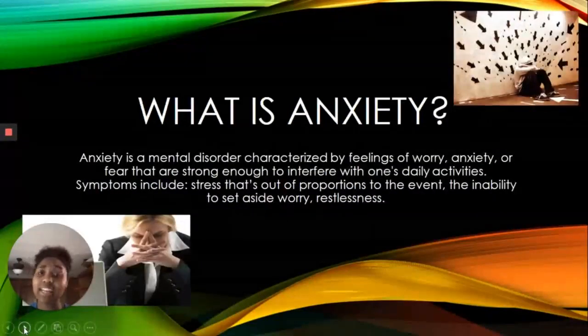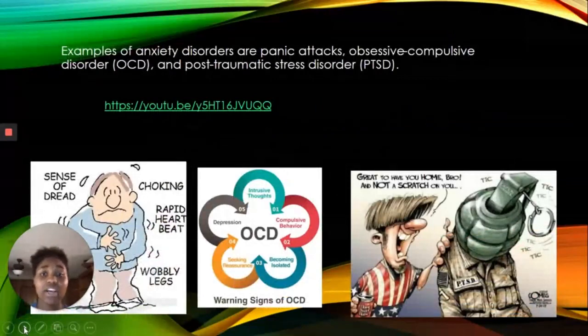What is anxiety? Anxiety is a mental disorder characterized by the feeling of worry, anxiety, or fear that is strong enough to interfere with one's daily activities. Symptoms include stress that is out of proportion to the events, the inability to set aside worry, and restlessness. From the two pictures above and below, you see examples of anxiety and worry and what it really kind of symbolizes and how it makes one look and feel. Examples of an anxiety disorder can vary from panic attacks to OCD or obsessive compulsive disorder and PTSD or post-traumatic stress disorder. The three pictures at the bottom each symbolize panic attacks, obsessive OCD, and PTSD.